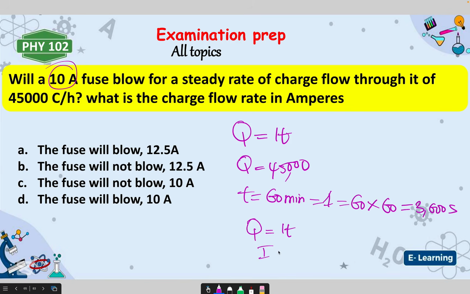So let us calculate I. I is Q over T, which should be 45,000 divided by 3,600. So when we calculate that, that will give us 45,000 divided by 3,600, which should be 12.5 volts.